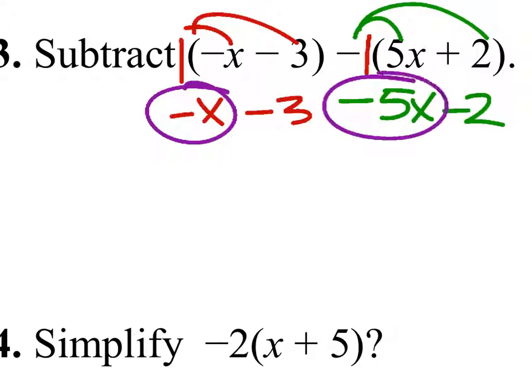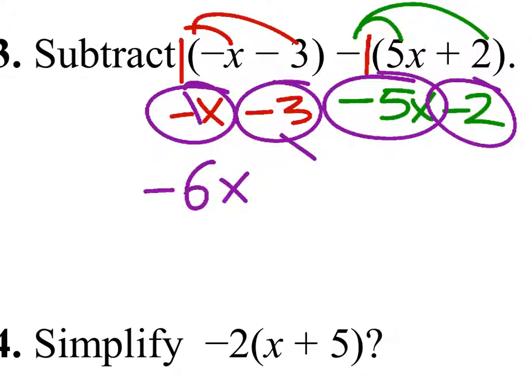If I eat 1 turtle and then I eat another 5 turtles, how many did I eat? 6. Yeah, so it's a negative 6x, right? And then if I have these negative 3s and then these negative 2s, I should have a negative 5.